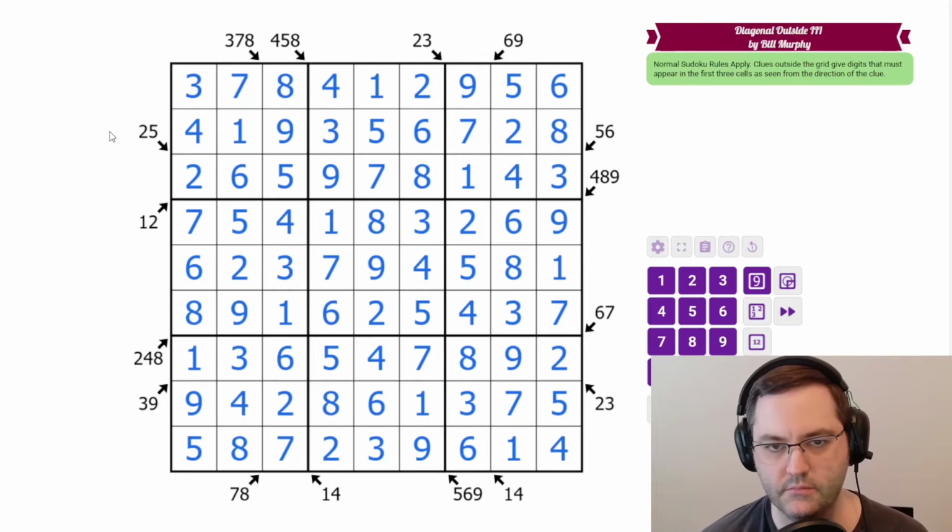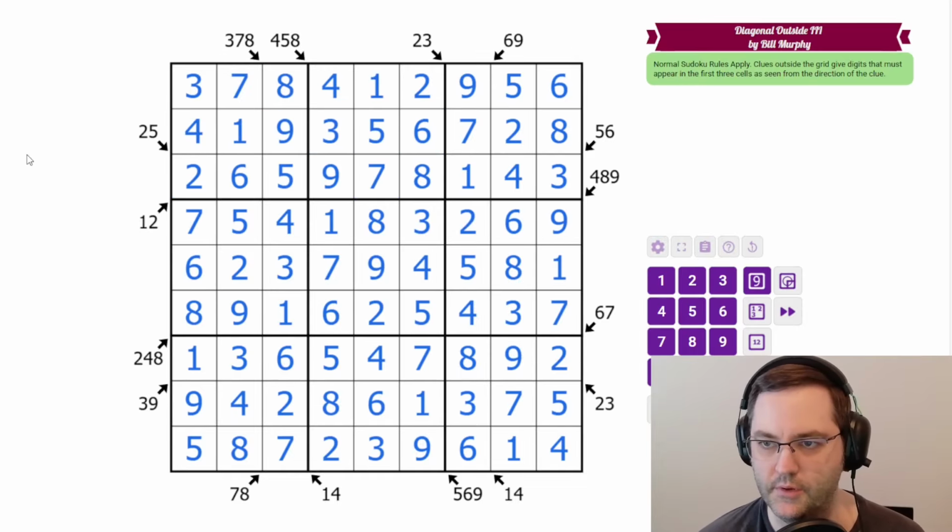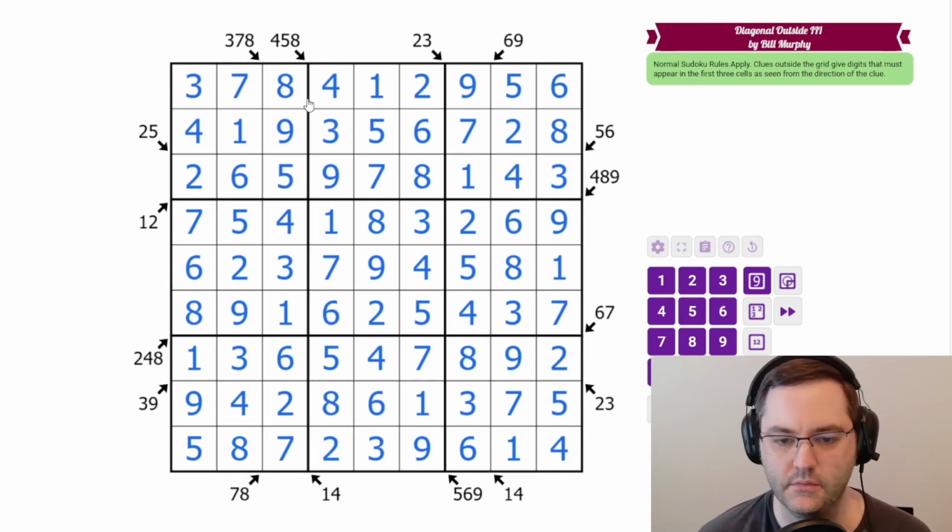So yeah, really cool puzzle, classic patterns for this rule set. This one I think is a little bit trickier than the previous 2 that Bill has done. There's a little more variety in the types of deductions that you make.